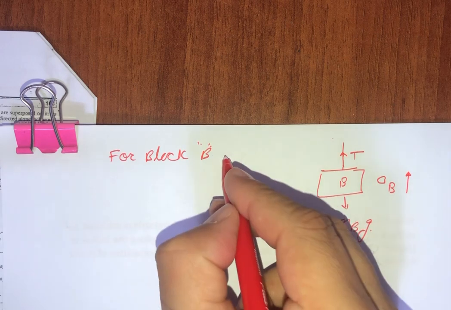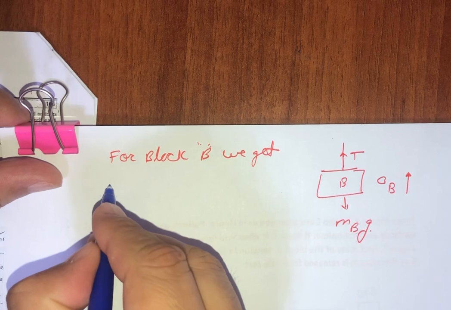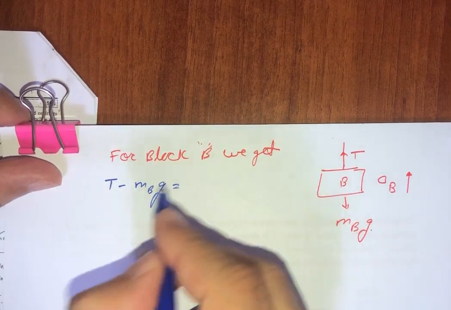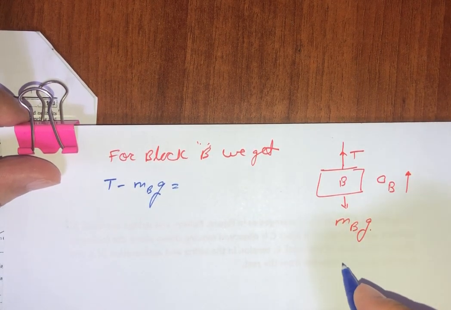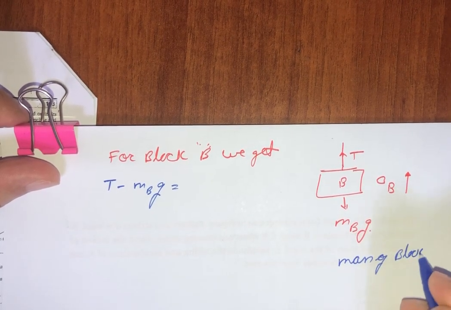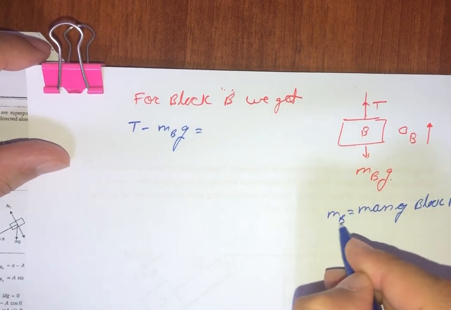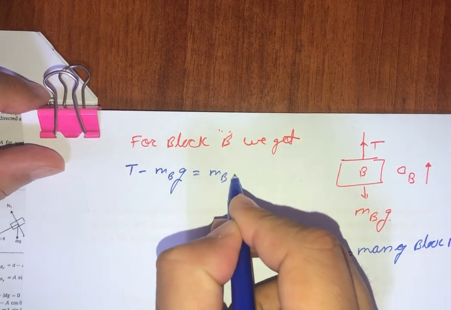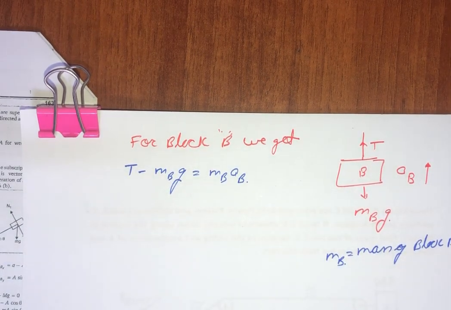So for block B, we get T minus mBg is equal to, if its mass is given, mass of block B, so we can write here mass of block B is given as mB. So we can say this is equal to mB aB.